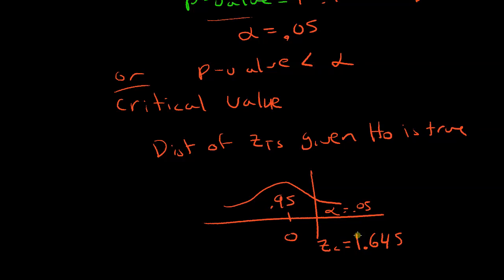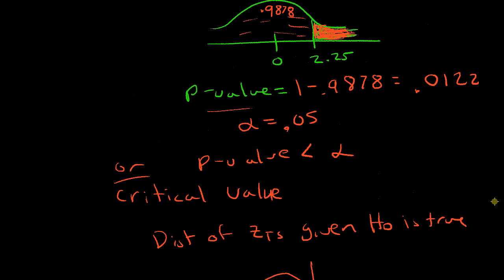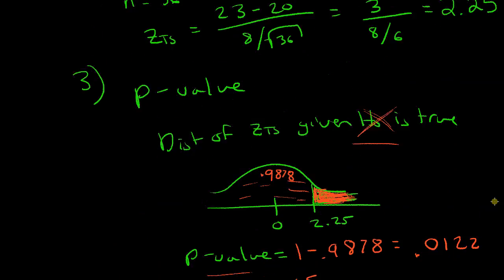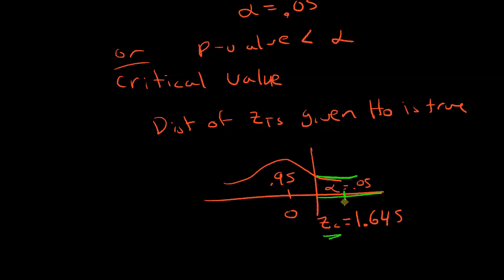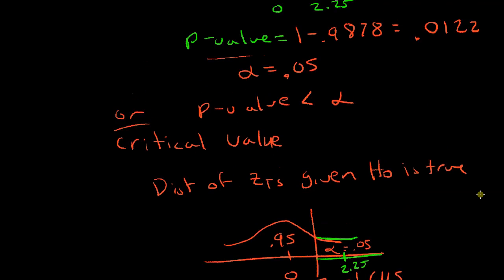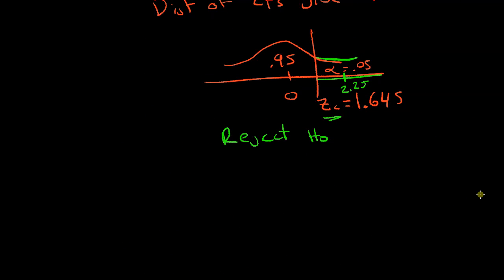So the z value is 1.645. Any observed z values that are beyond 1.645 are considered to be in the rejection region. So this is my critical value for which if I observe any test statistic that's in this region I've marked here as green, then I'll reject the null hypothesis. So what was the value of our test statistic? 2.25, right? So that is in this rejection region. So my decision is going to be to reject the null hypothesis. So whether I use the critical value or the p-value, I get the same conclusion.